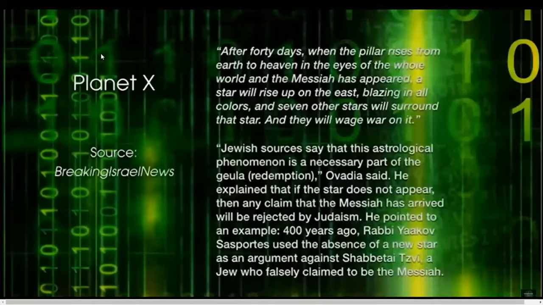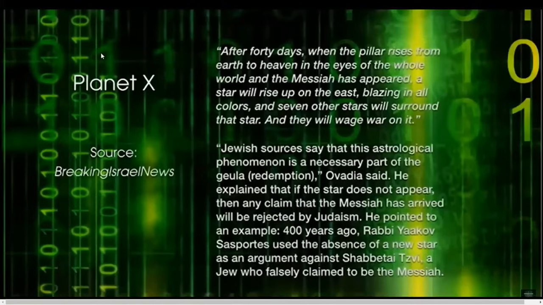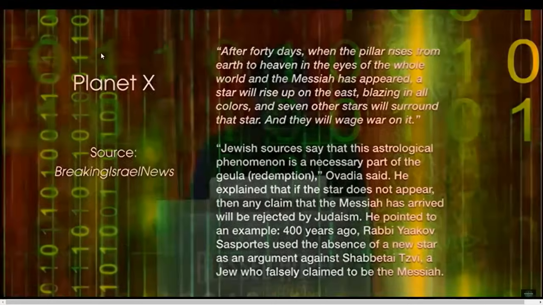An interesting thing is, in the Zohar, which is a Jewish mystical text, it says, after 40 days, when the pillar rises from earth to heaven in the eyes of the whole world, and the Messiah has appeared, a star will rise up on the east, blazing in all colors, and 7 other stars will surround that star, and they will wage war on it. So basically all this text below is talking about a man who claimed he was the Messiah years ago. And the Jews didn't believe him because they didn't have the planet in the sky that's predicted in the Zohar. So without that, they knew the guy was a fake. I mean, that's pretty interesting.